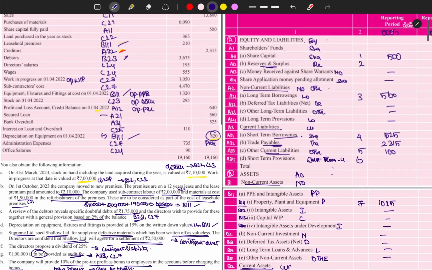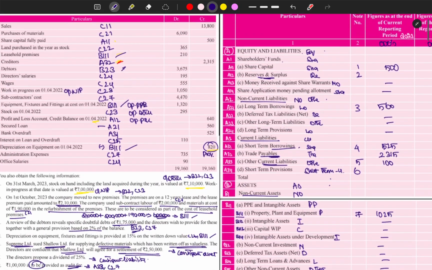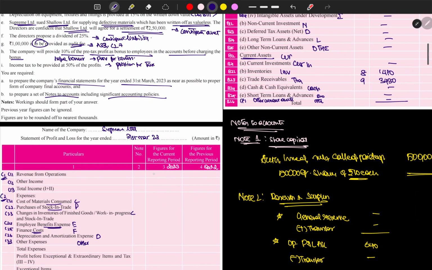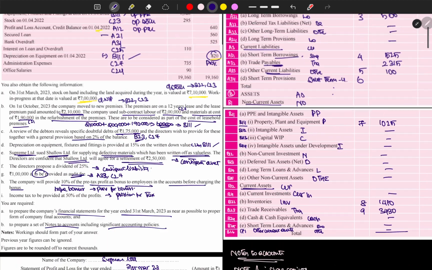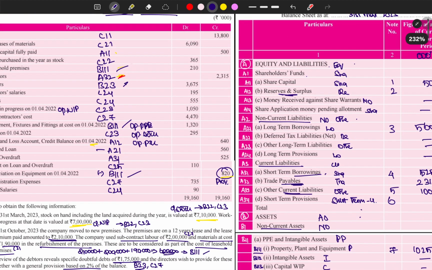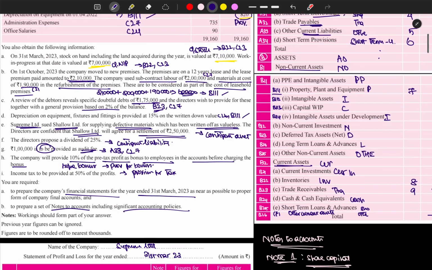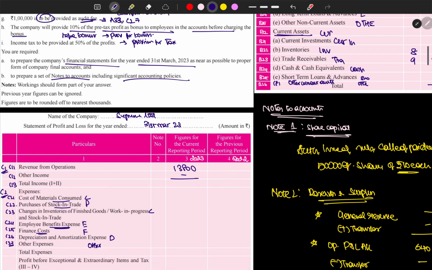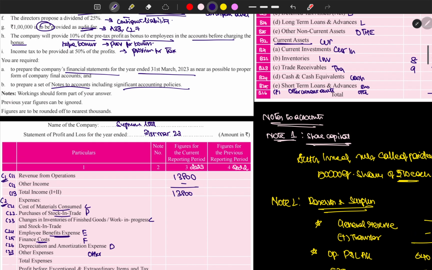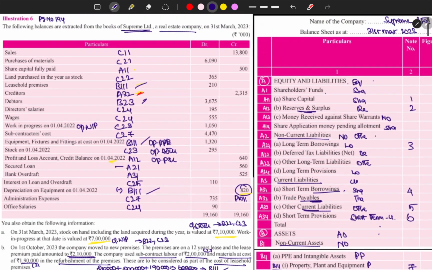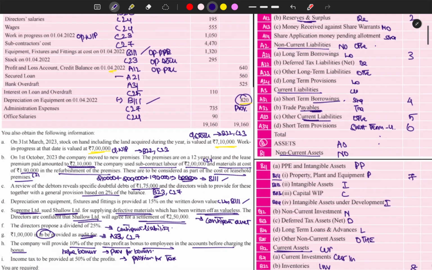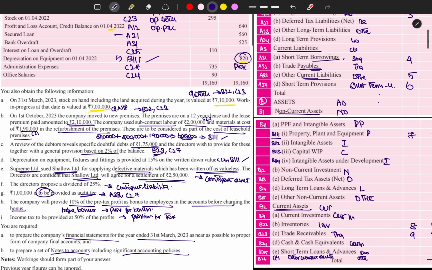Revenue from operations, which is sales. Sales is C11, which is 13,800. Okay. Other income, any other income? C12, no C12. Okay, there is no C12. Let's total it up. Cost of materials, which is C21. Any other C21?